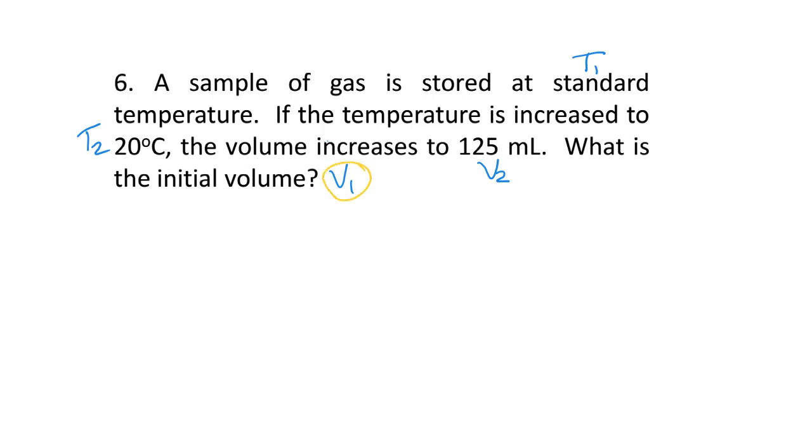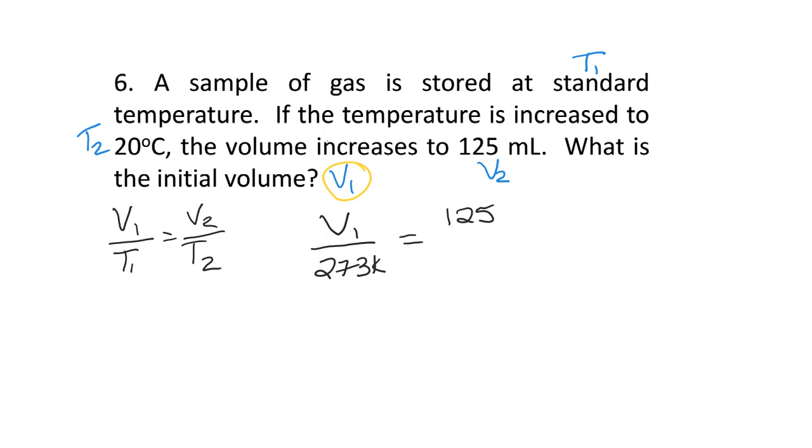So we're going to use the equation V1 over T1 equals V2 over T2. Okay, our V1 is what we're looking for. Now our T1, we're not going to use 0 degrees Celsius. We're going to use 273 Kelvin. So remember, that's our standard temperature, it's 273 Kelvin. Our V2 is 125 milliliters.